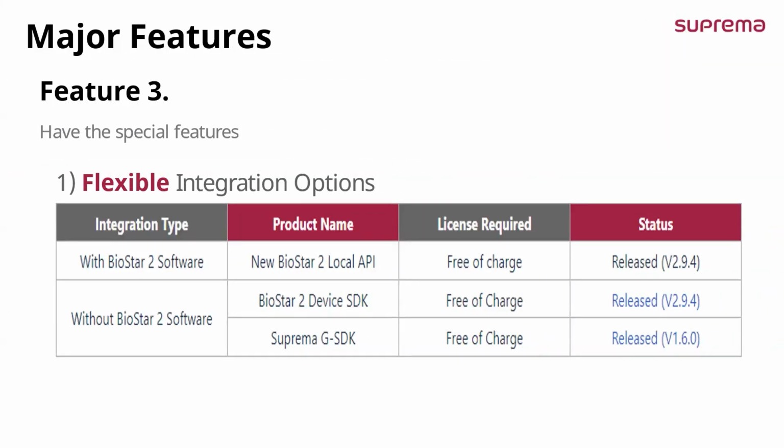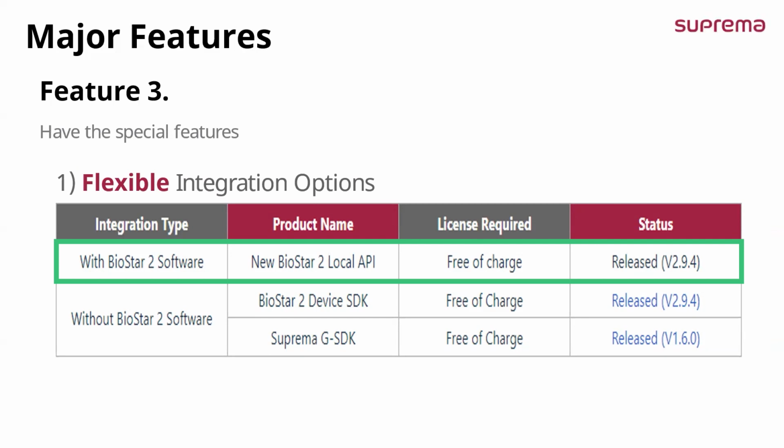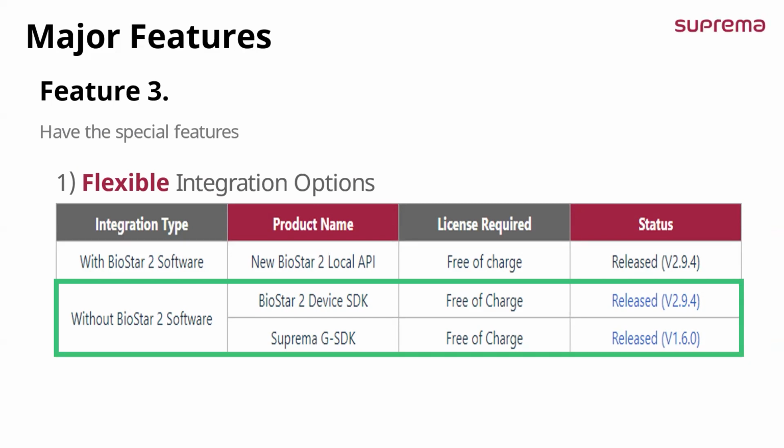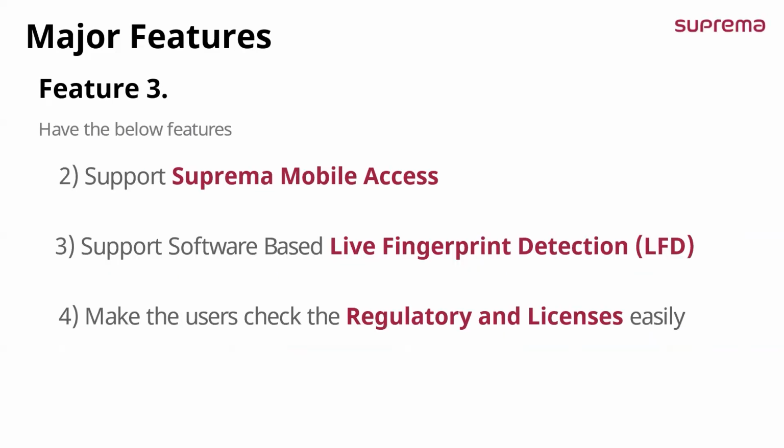Feature 3. There are some special features. First, three options are supported for integration of the third-party systems and BioStation 2A. Those are new BioStar 2 local API, BioStar 2 device SDK, and Suprema G SDK. Second, BioStation 2A supports NFC and BLE for Suprema mobile access. NFC is only for Android users, but BLE is for both Android and iOS users.